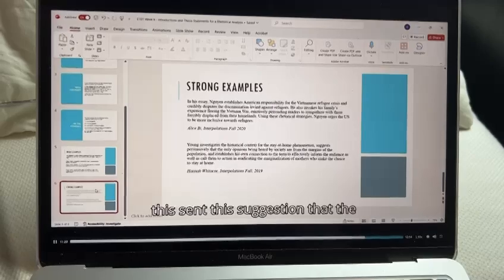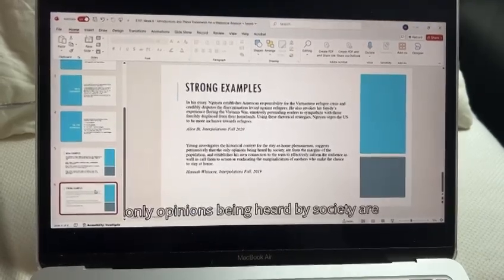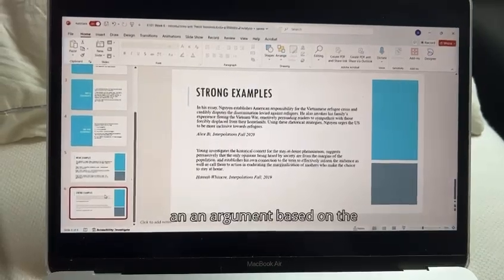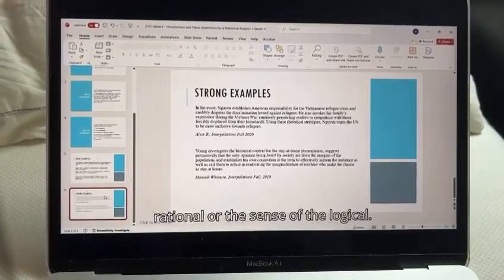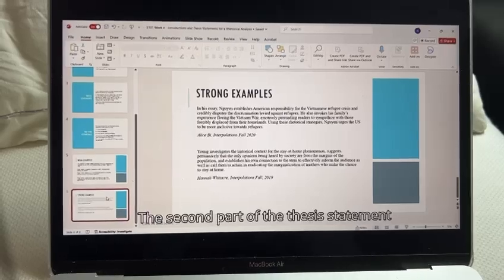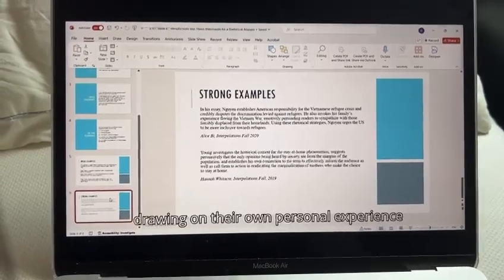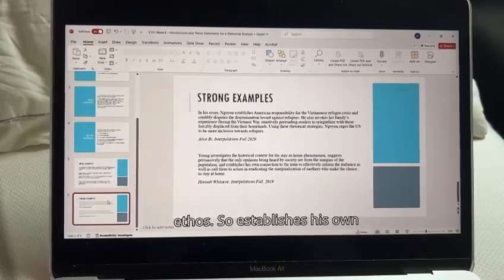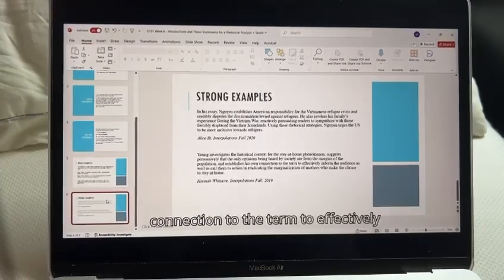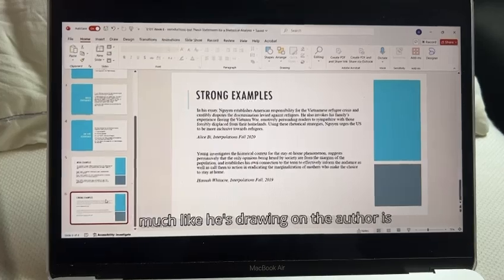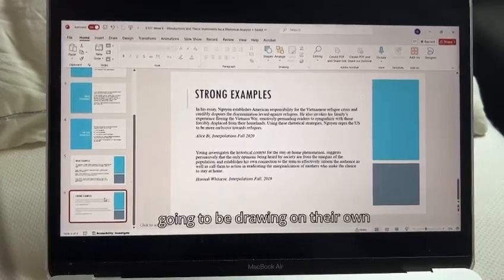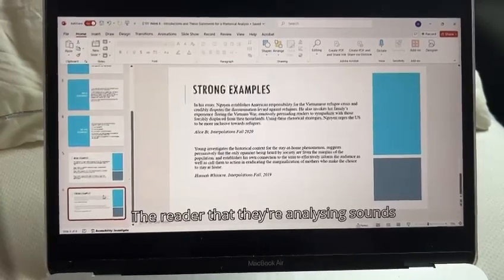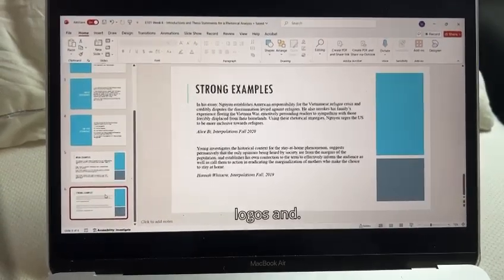And this suggestion that the only opinions being heard by society are from the margins of the population, it sounds like it's going to be very much an argument based on the rational or the sense of the logical. The second part of the thesis statement sounds like the writer is going to be drawing on their own personal experience and in a way that builds them up as a credible source, so ethos. So, establishes his own connection to the term to effectively inform the audience. That sounds very much like the author is going to be drawing on their own experience. So here the student points to 2 techniques that the writer they're analysing is using. Sounds very much like ethos and logos.